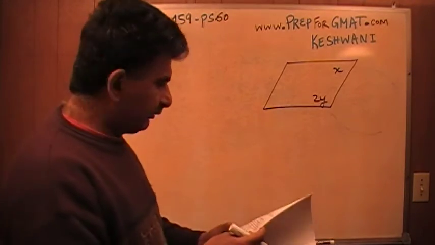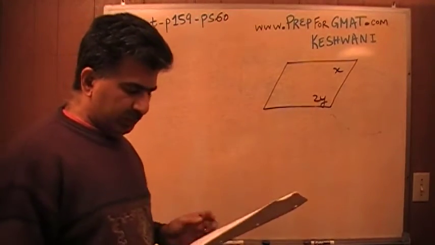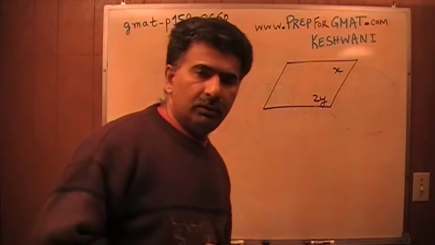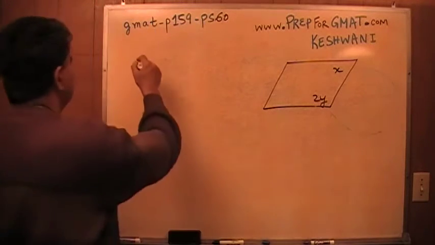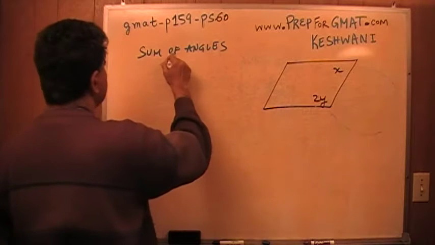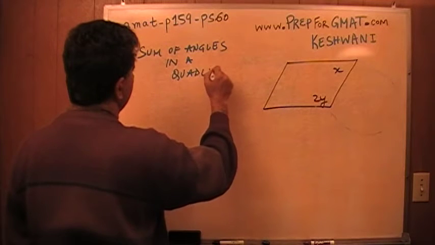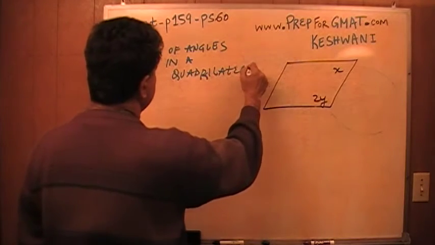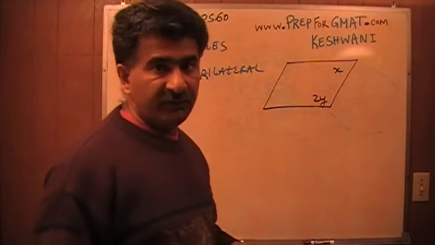We have a parallelogram, and the question is, what is y minus x? We are told that this is 2y and this is x. Let's quickly talk about what we know about the parallelogram. Do you know what is the sum of the angles in a parallelogram? Or for that matter, what is the sum of the angles in a quadrilateral?